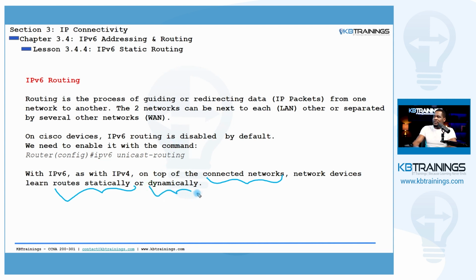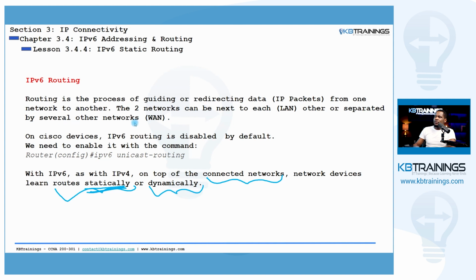One other way is dynamically, using a dynamic routing protocol. We've seen routing protocols with IPv4, but as I showed you, for the scope of the CCNA, we don't have to see dynamic routing for IPv6. That's for the CCNP or any other next certification that you're going to take. But for the CCNA, we are going to talk only about static routing with IPv6.